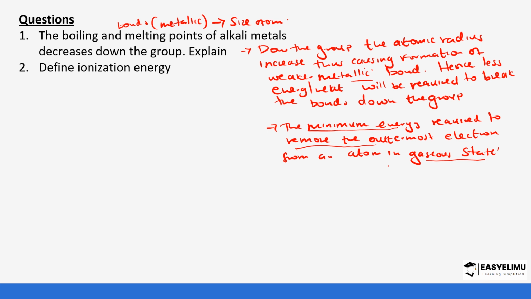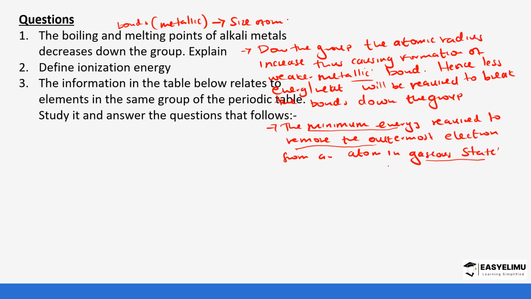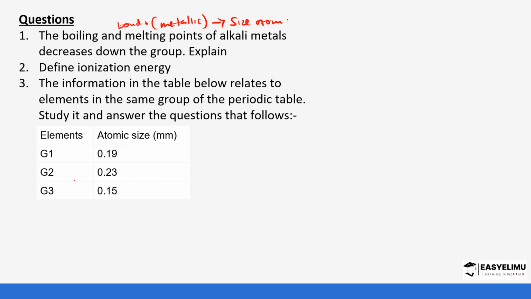So let's do another one. The information in the table below relates to elements in the same group of the periodic table. Study it and answer the questions that follow. So let's look at the table. You can see G1, G2, G3 with the atomic sizes. G1 is 0.19, G2 is 0.2, and then G3 is 0.15. So when you look at the atomic sizes, we know that G2 is the largest, followed by G1, and then the smallest is G3.